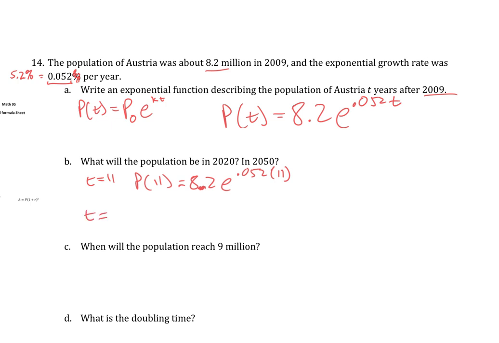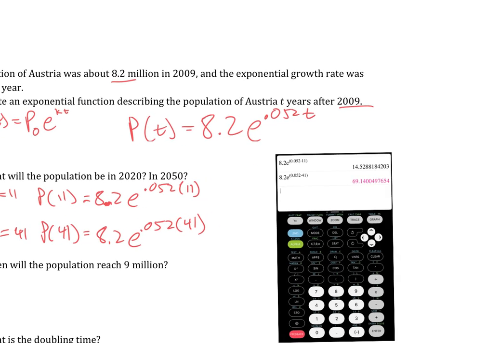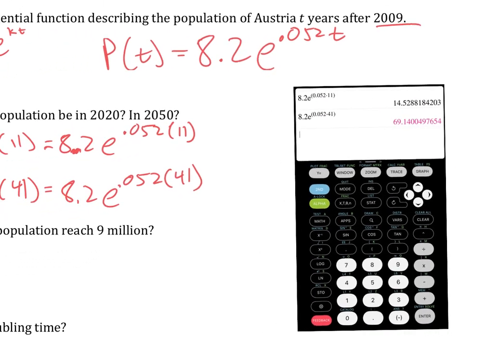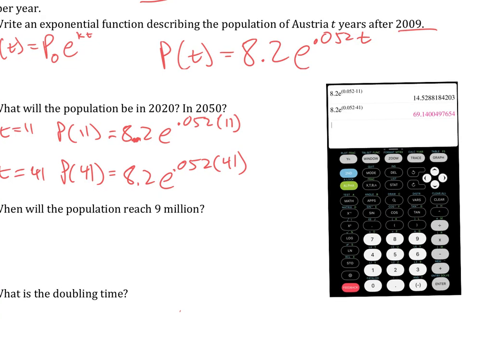And then 2050, that would be 2050 minus 9 would be 41. So that would be P of 41. So we have 8.2 e to the 0.052 times 41. So when you go type this in your calculator, just type the whole thing in there. Depending on your calculator, when you type e, you might get the caret key here. You should put this whole thing in parentheses because that needs to all be in the exponent. Okay. And so anyways, we get, looks like 14.